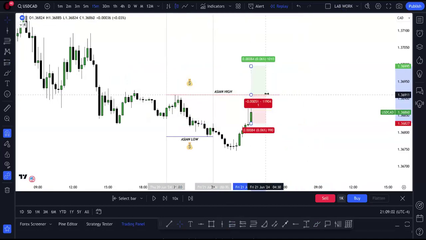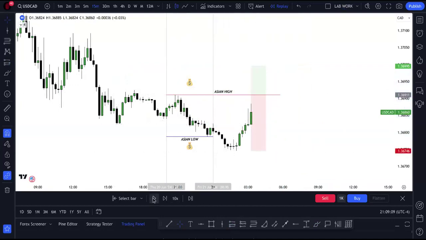So many ways you can trade. So many ways, but you just got to stick to one.